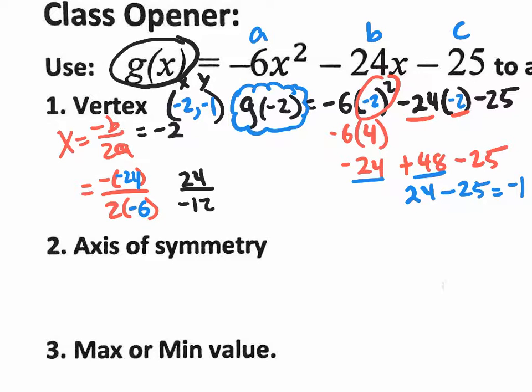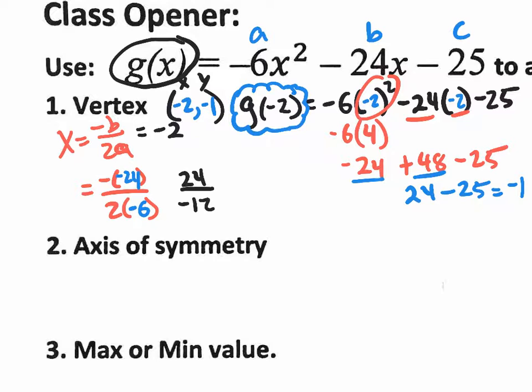So finding the vertex is very important. It's the most important point of a parabola. It's either your highest point or your lowest point. That's where we begin graphing. If we were graphing this g of x function, I would find the vertex and I would plot my point, -2, -1.